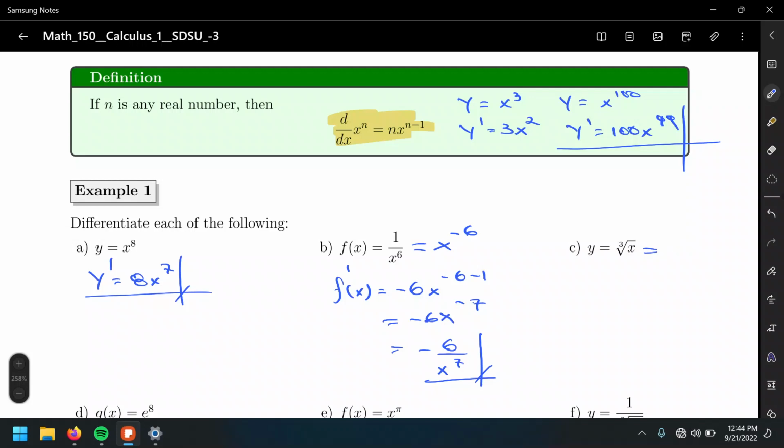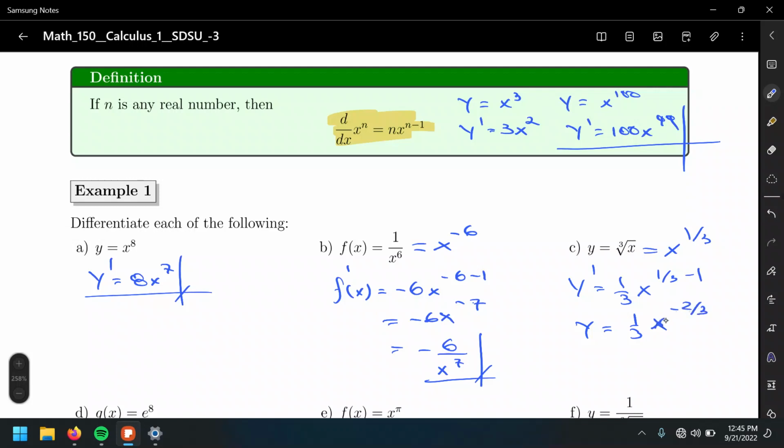However, we need to write this as x to a rational exponent. What would be the exponent here? 1 over 3, 1/3. Okay, y prime, have the power jump in the front, 1/3, x to the 1/3 minus 1. Now here is where we need to subtract fractions. What is 1/3 minus 1? Negative 2/3, in other words 1/3 minus 3/3. Yes, indeed. y prime equals 1/3 x to the negative 2/3.